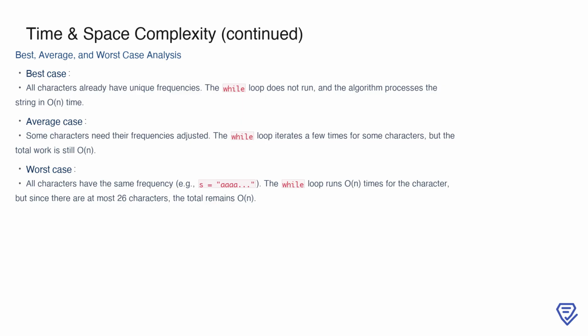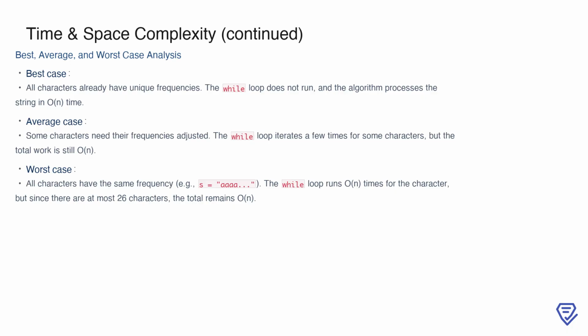To analyze the best, average, and worst case scenarios for this algorithm, we start with the best case. Here, all characters already have unique frequencies, so the while loop does not need to make any adjustments. In this scenario, the algorithm processes the string in O(n) time. For the average case, some characters require their frequencies to be adjusted, and the while loop iterates a few times for some of these characters. However, the total number of operations still remains bounded by O(n).